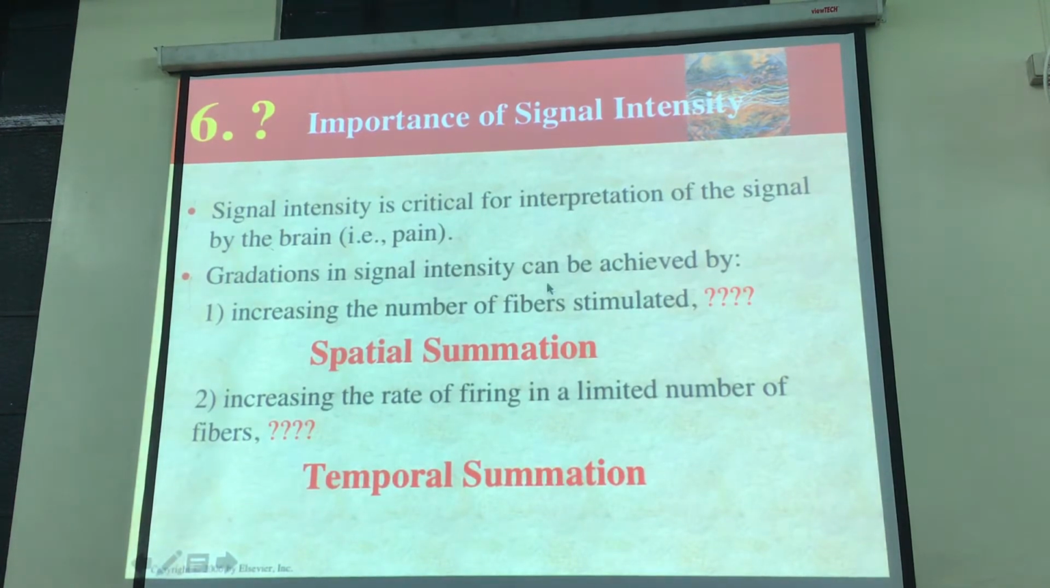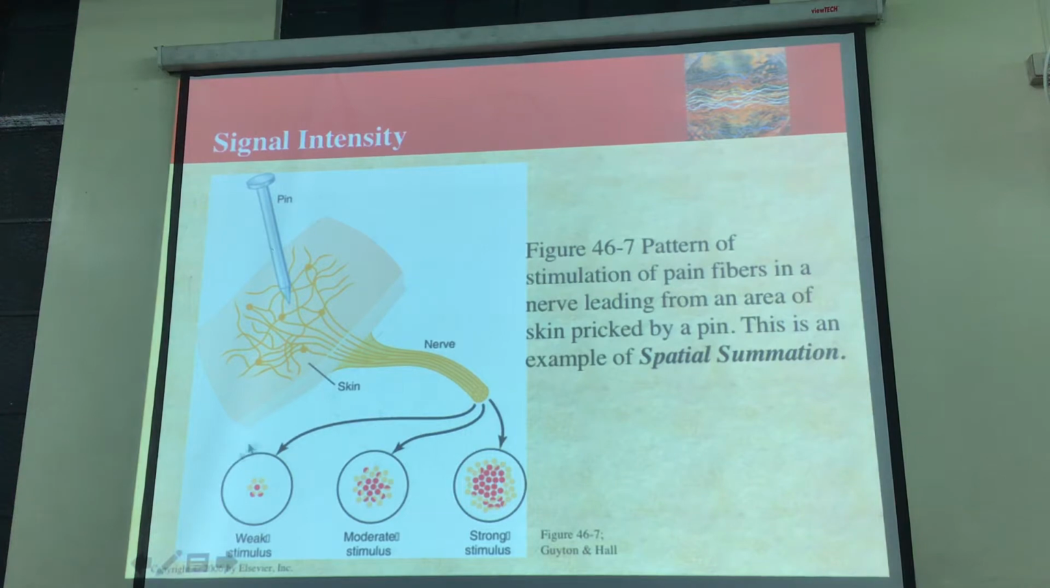So always remember, critical for the interpretation of the signal is the signal intensity. And the signal intensity can be increased by increasing the number of fibers through spatial summation and increasing the rate of firing through temporal summation. In illustration, this is how it looks. If there's only one or very few fibers, there will be a very weak stimulus. If there are more fibers, moderate, and of course a strong stimulus, with an increasing number of fibers stimulated. That is how you perceive the signal.